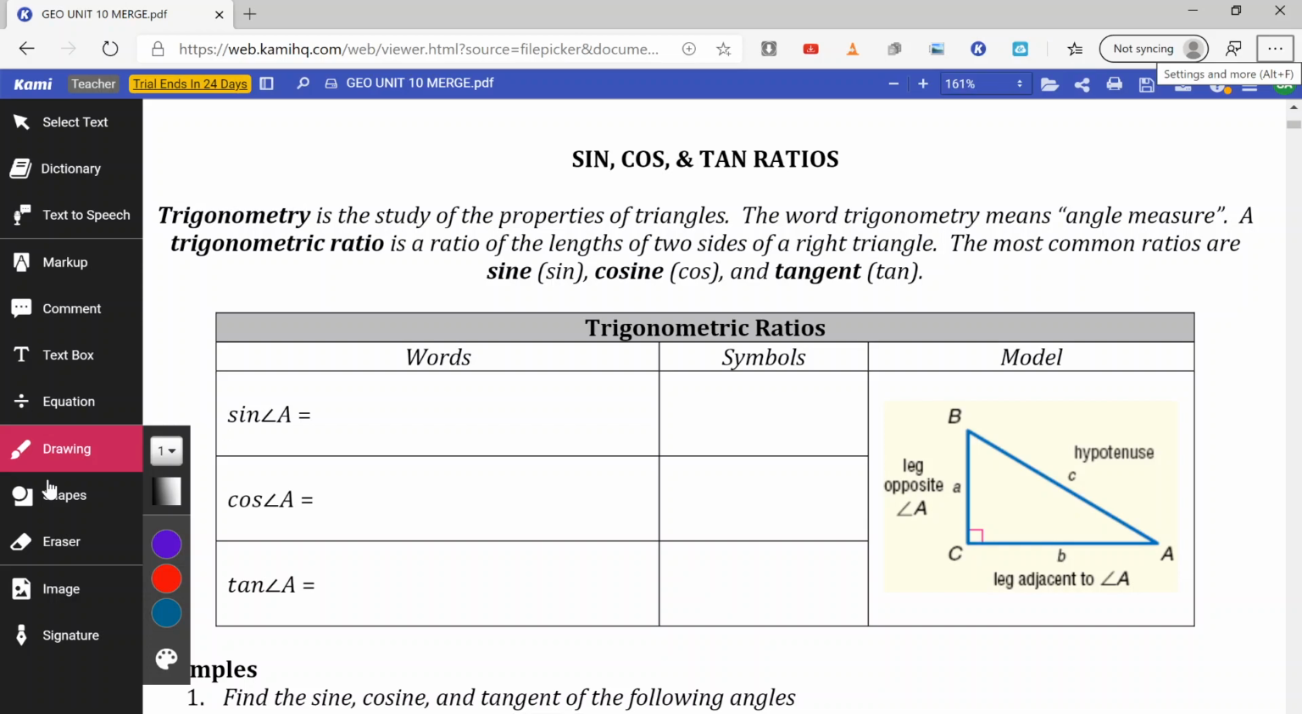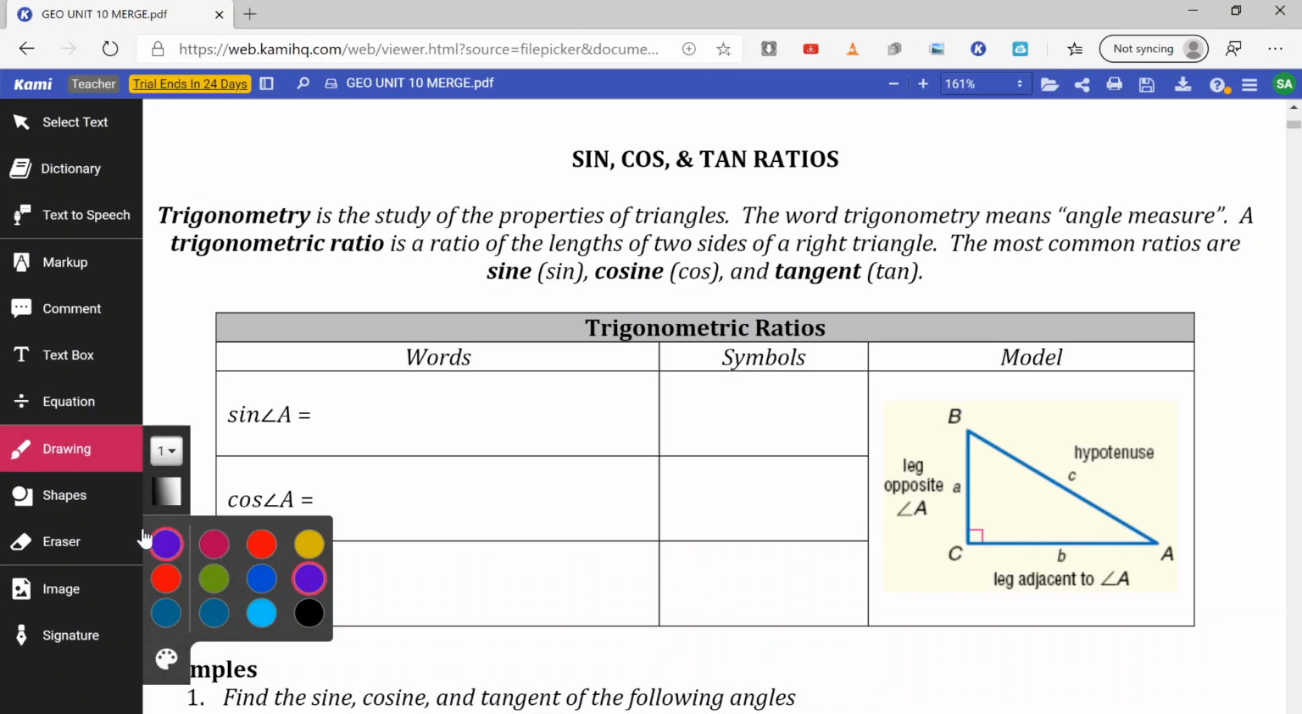If we don't have a right triangle, either we have to create a right triangle in order to use trig, or we just can't use it. As long as we have a right triangle, we can deal with sine, cosine, and tangent. Now the question becomes, what are sine, cosine, and tangent related to? Well, all we have to remember is the acronym SOHCAHTOA.